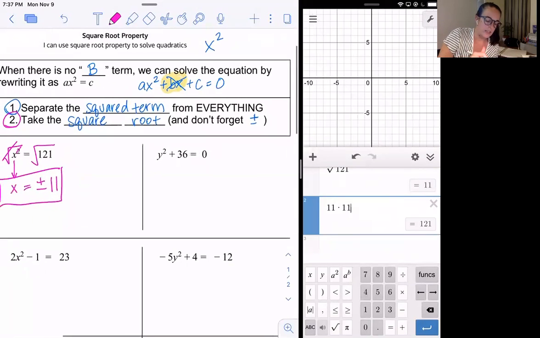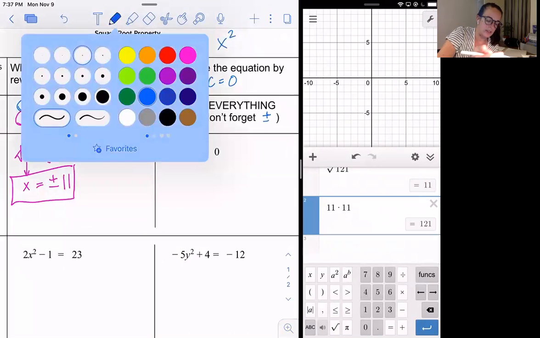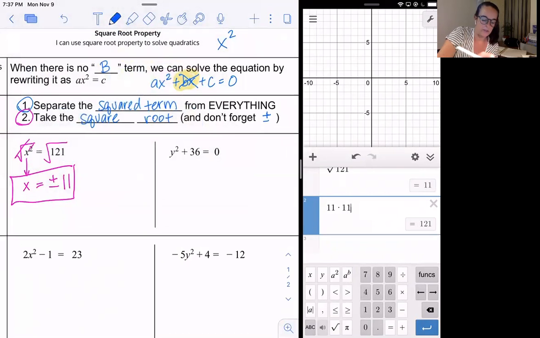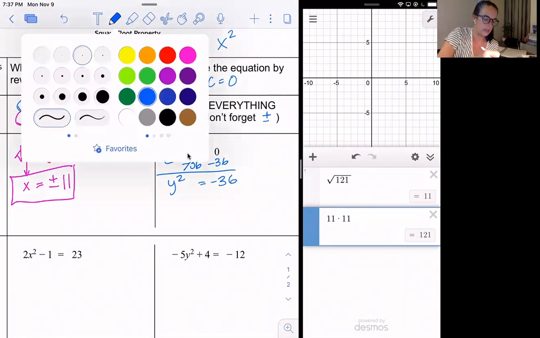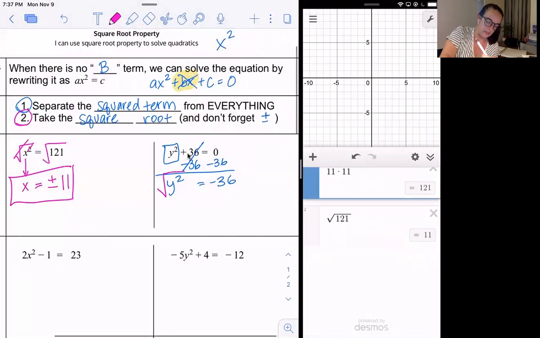Sorry about that. If you're looking at this problem here, we want to follow the same steps. So separate the squared term from everything. So here's the squared term. That means I want to get rid of the positive 36. I'm going to go ahead and subtract 36 on both sides. And I get y squared is equal to negative 36. That's my first step. My second step is to take the square root and not forget plus or minus. I'm going to go ahead and take the square root of both sides. It's going to cancel here and leave me with y equals the square root of negative 36.